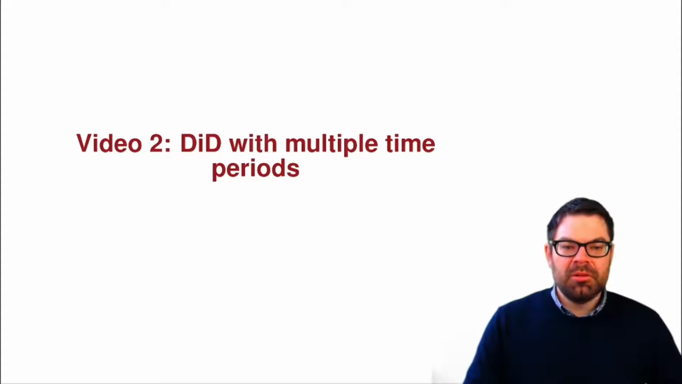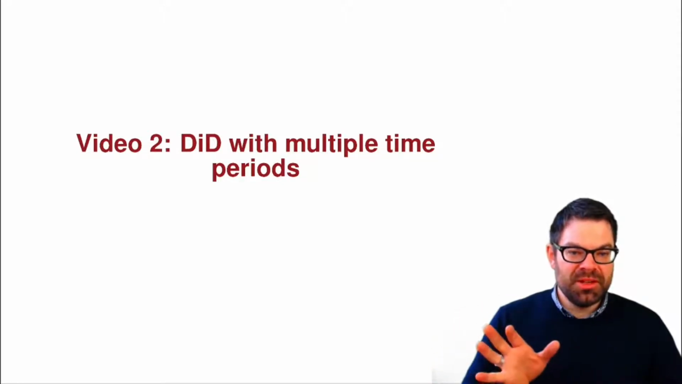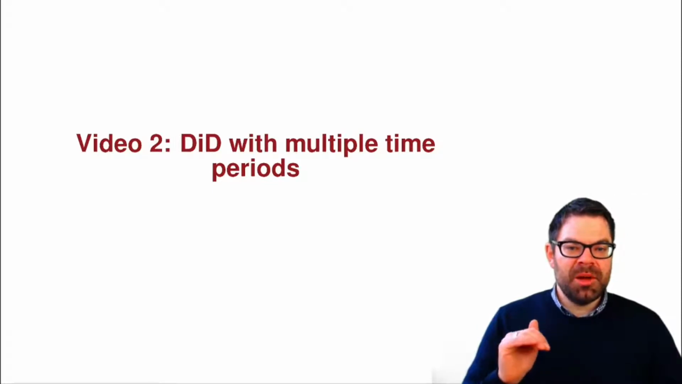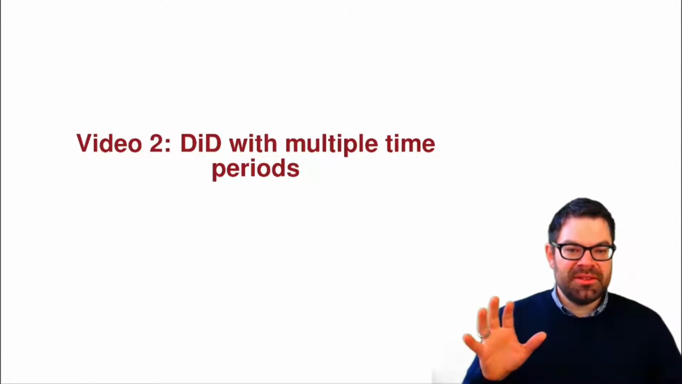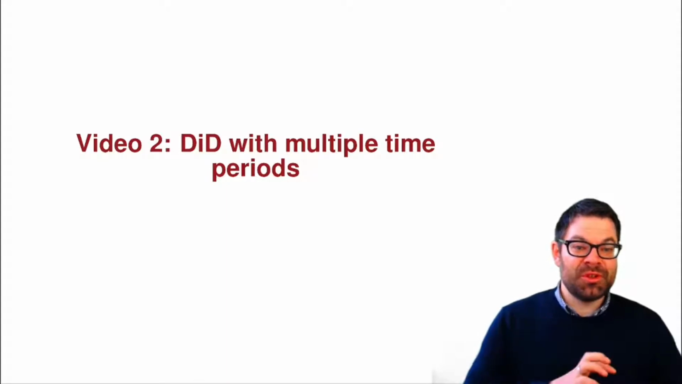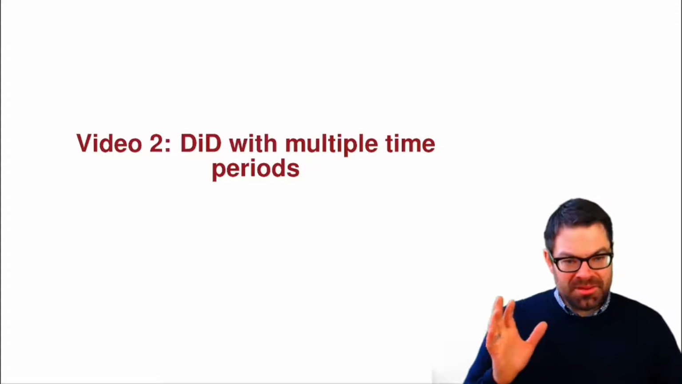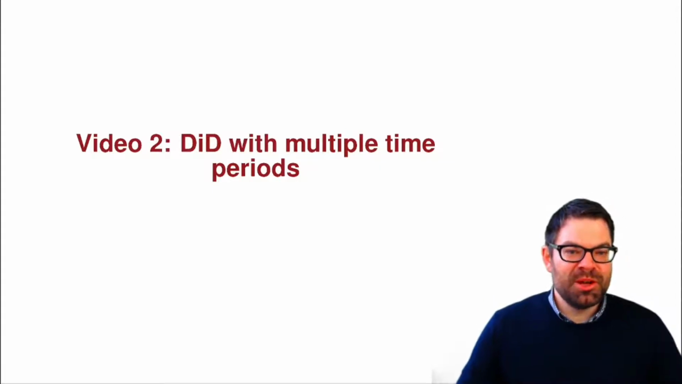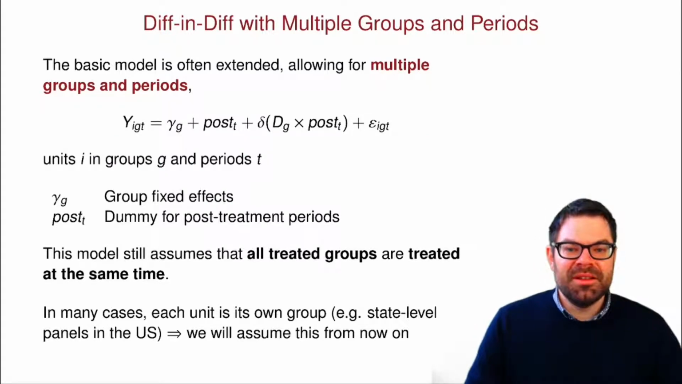In this video, we will extend the canonical difference-in-difference model, which has two units or two groups and two periods, to a model with multiple time periods. So here, the extension is that we still only have two types of groups, some that get treated and some that do not get treated. But it brings us closer to how difference in difference is done these days.